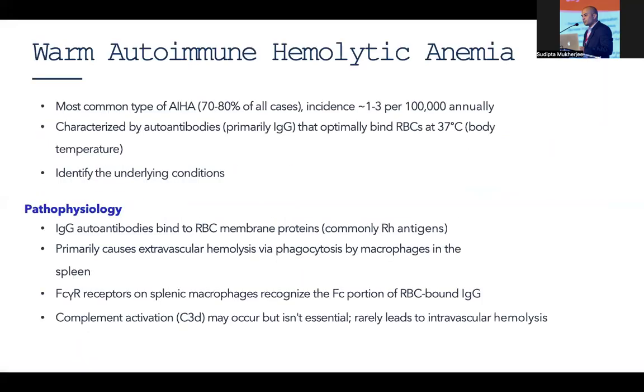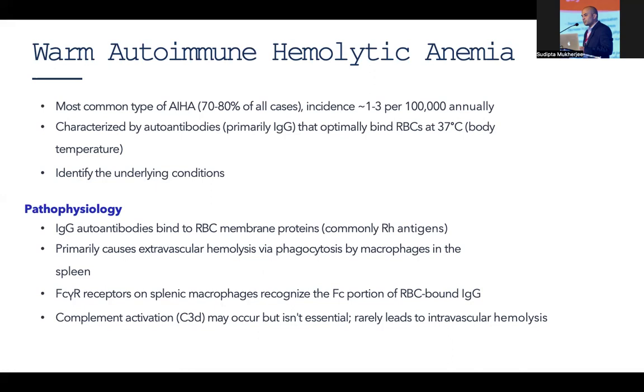If I try to classify this group of diseases, the most important and most common is warm autoimmune hemolytic anemia. The most common type, which constitutes nearly 70 to 80% of all cases, has an incidence of 1 to 3 per 1 lakh annually. It is characterized by autoantibodies, predominantly IgG type, that optimally bind with RBCs at 37 degrees centigrade, that is the body temperature. In that situation, we should try to identify the underlying etiology that can lead to this disease.